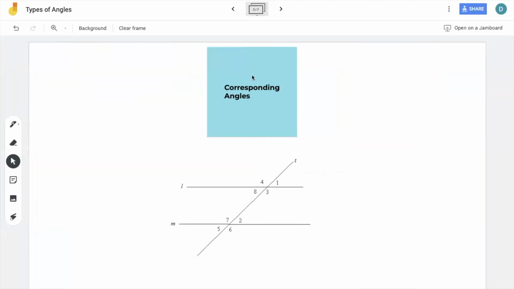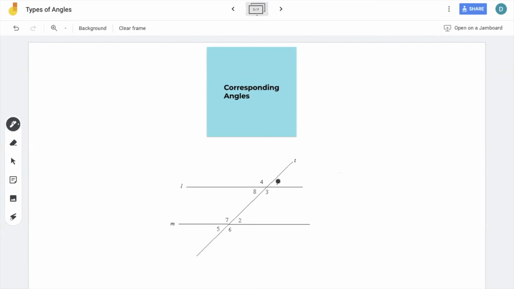So let's take a look at corresponding angles. Now, this is a little different than what we've talked about so far. There are actually 4 pairs of corresponding angles in this figure here. And so let's take a look at what they are. Basically, it's the same angle.